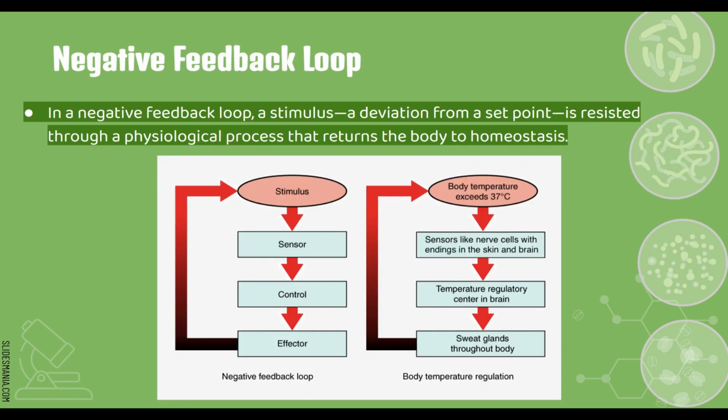So we have what we call a negative feedback loop. In a negative feedback loop, a stimulation, a deviation from the set point. So again, you have a certain comfortable set point. Talk about body heat. If you get too cold, you get too hot, then you're leaving that set point, right? But again, in the feedback loop, a stimulus, a deviation from a set point, is resisted through a physiological process that returns the body to homeostasis.